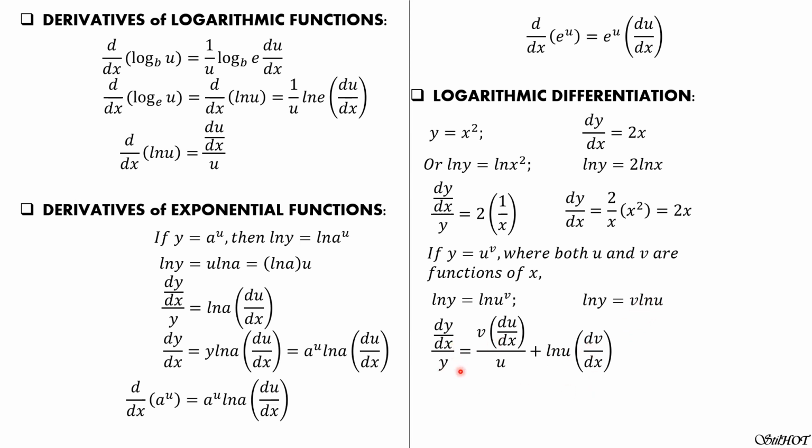Cross multiply, dy dx is y, and y is u to the v, then quantity v over u du dx plus ln of u dv dx. So that's the guide, and this may be the final answer. So anyway, this is just a guide, do not memorize. The more important thing here is you have to apply logarithmic differentiation whenever the base and the exponents are functions of x.